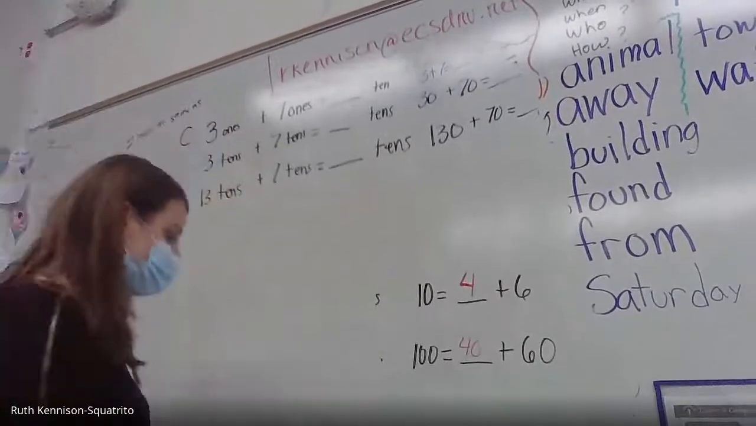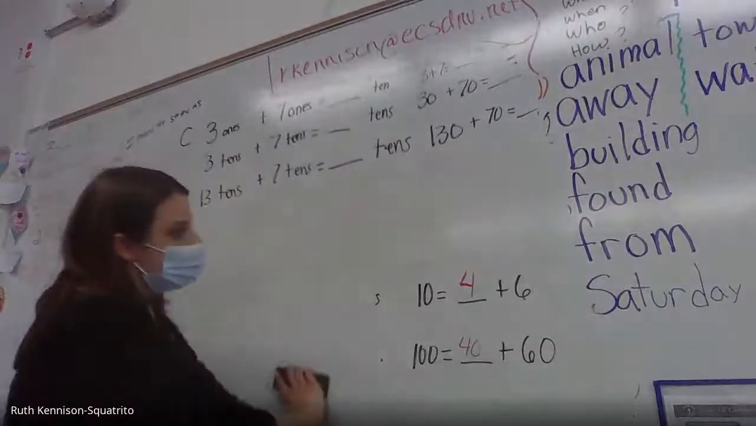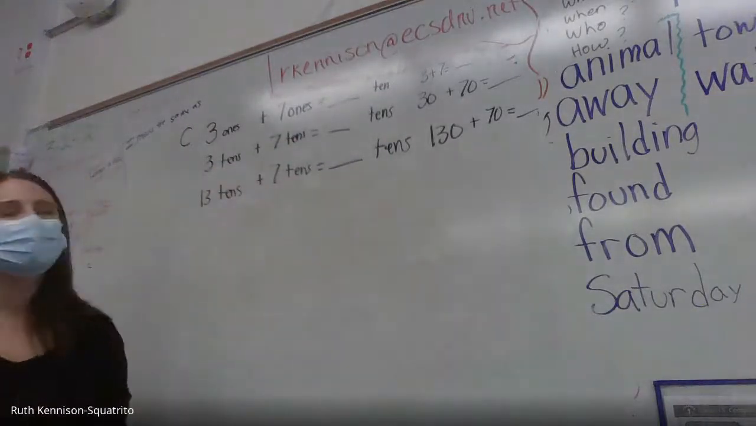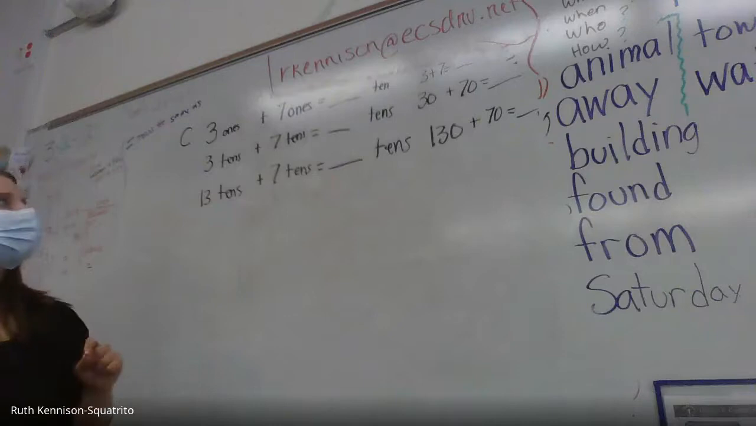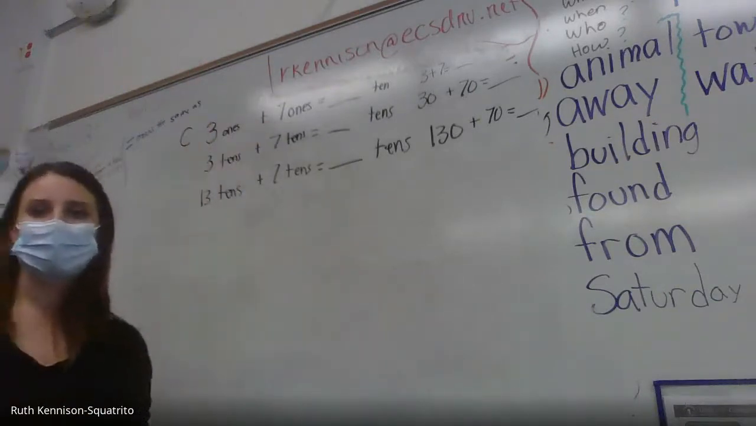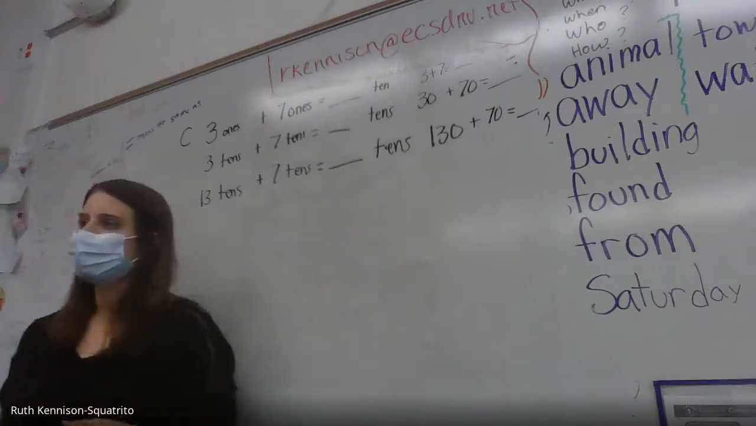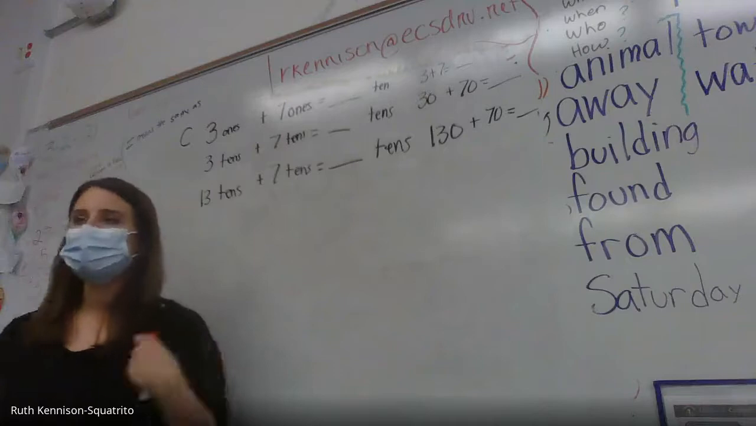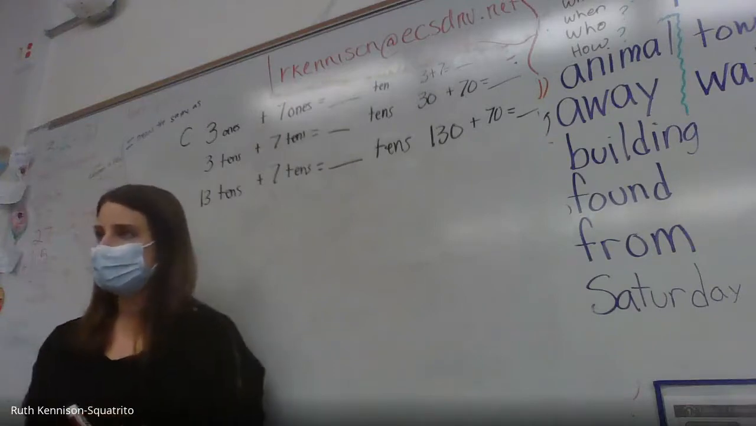Okay, wonderful. So we don't need to get all spooked. Math does not need to be scary. So it says 3 ones plus 7 ones. So all you're doing there is 3 plus 7. That's easy. You guys all can do 3 plus 7. What's 3 plus 7? 10.